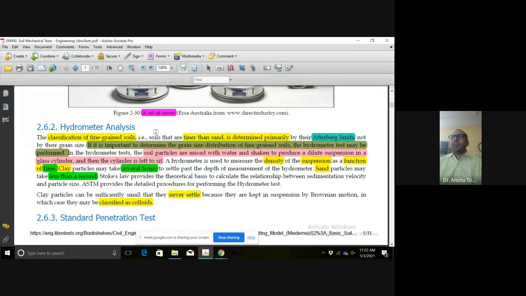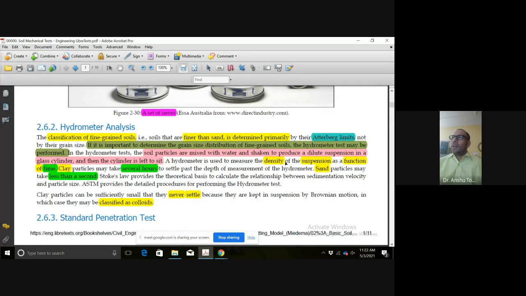It is important to determine the grain size distribution of fine grained soils. The hydrometer test may be performed. So there is another way out. One way out is Atterberg's limits. The other way out is the hydrometer test for very small particles such as some microns. For that, we take a soil sample mixed with water in a beaker or a glass jar and shake it to produce a dilute suspension in a glass cylinder, and then the cylinder is left to sit for a specified period of time.